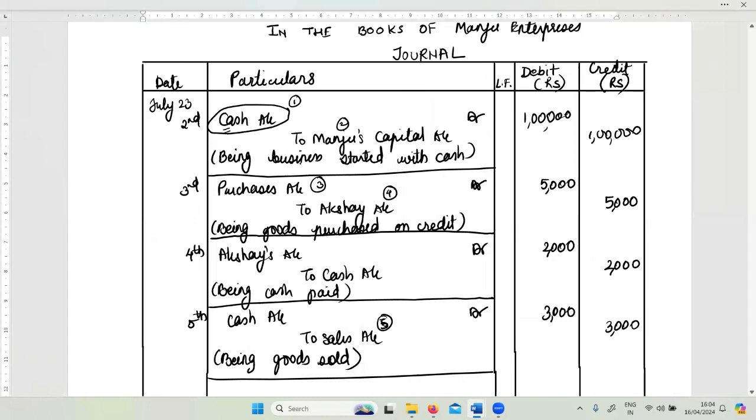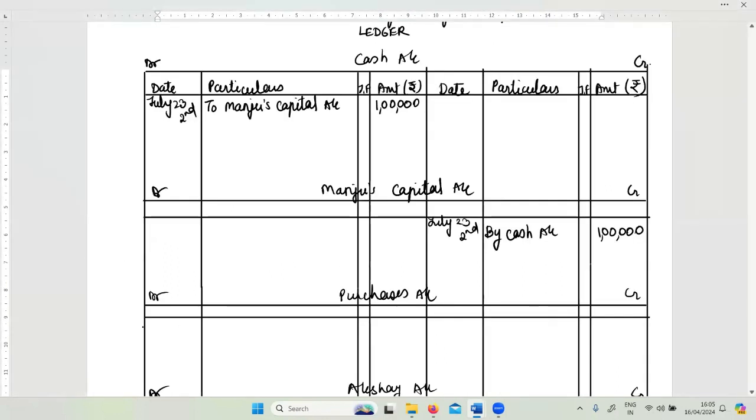The second transaction in the journal says debit is purchase and credit is Akshay. So whenever I'm writing, the first account that I have here, the debit account, is the purchases account. Go to the debit side of the purchases account. If the purchase account is debited, I will have to go to the debit side of the purchase account and write the remaining part of the transaction, which is Akshay's account.